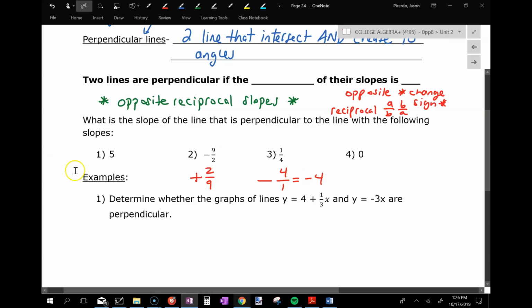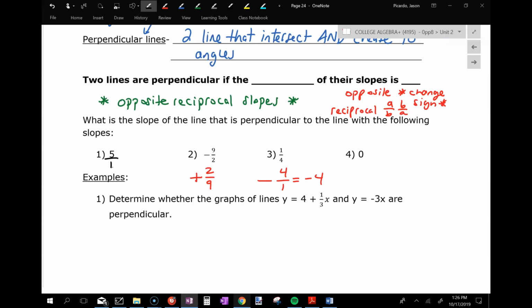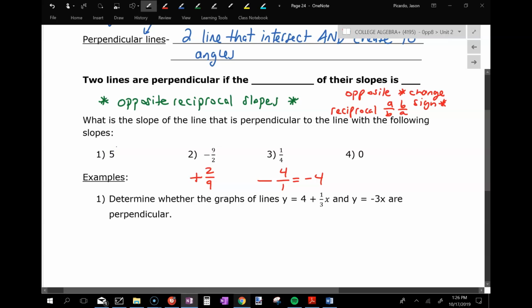Now I'm going to go back to the 5. Make the 5 a fraction. 5/1. No, okay, hang on. That's why I waited on this one. This is what I'm starting with, Alyssa. Just 5, right? If the number 5 was a fraction, it would be 5/1, right? Now what's perpendicular to 5/1? Negative 1/5.